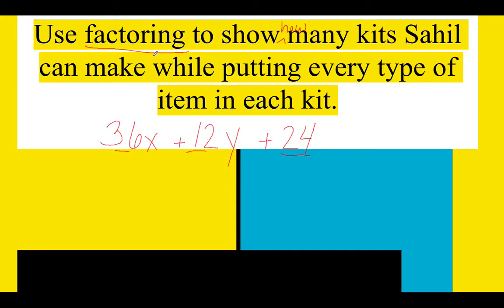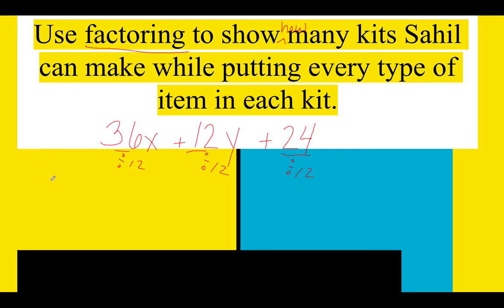But let's say I want to, right? I want to make the most amount of kits possible. Well, the greatest common factor of 36, 12, and 24 is going to be 12. I can divide each term by 12.